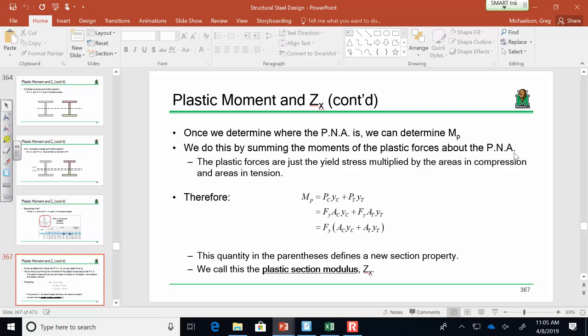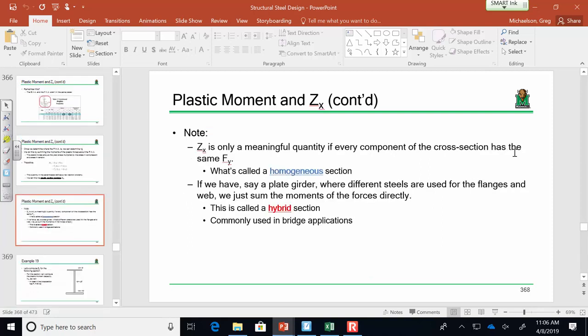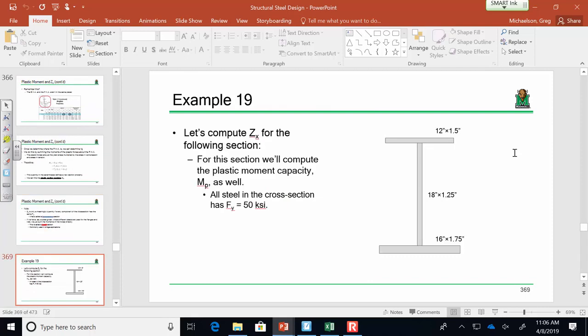But if you're dealing with the same material, then it's really where the area above equals the area below. And that's not necessarily the same thing as the plastic section, or as the centroid. So I want to go through this example. Computing where the plastic neutral axis is and the ZX property is really straightforward, and I think you'll find that after today.